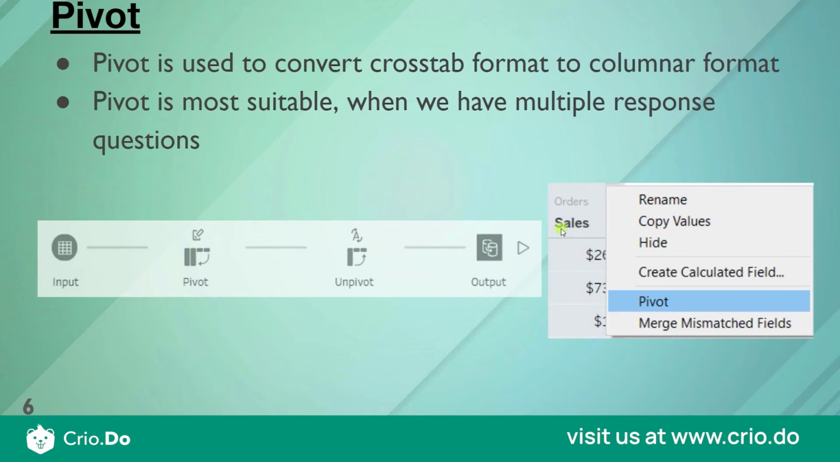So what is a pivot actually? We actually did pivots in Excel, right? We used pivot tables whenever we are working with Excel. And what pivots will do is they will actually convert crosstab format to columnar format. If you look at the data, whenever you do a pivot, it kind of aggregates the fields according to the dimensions.